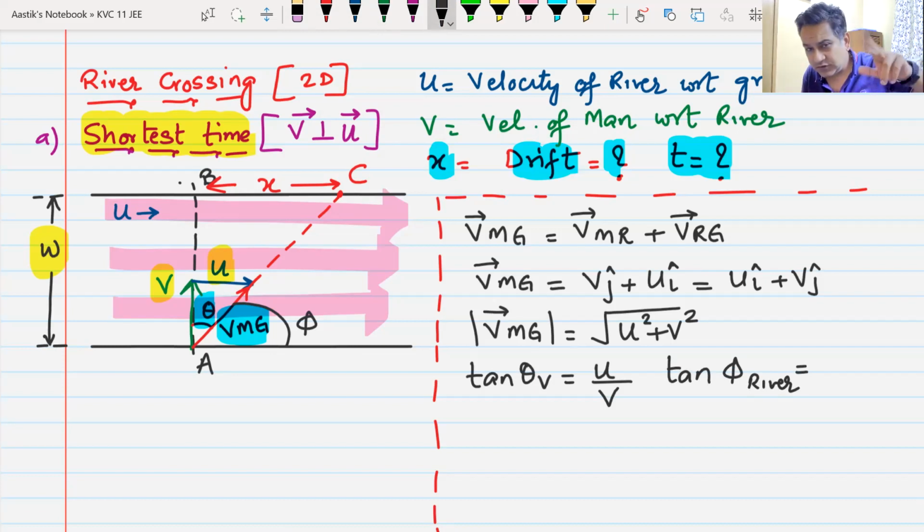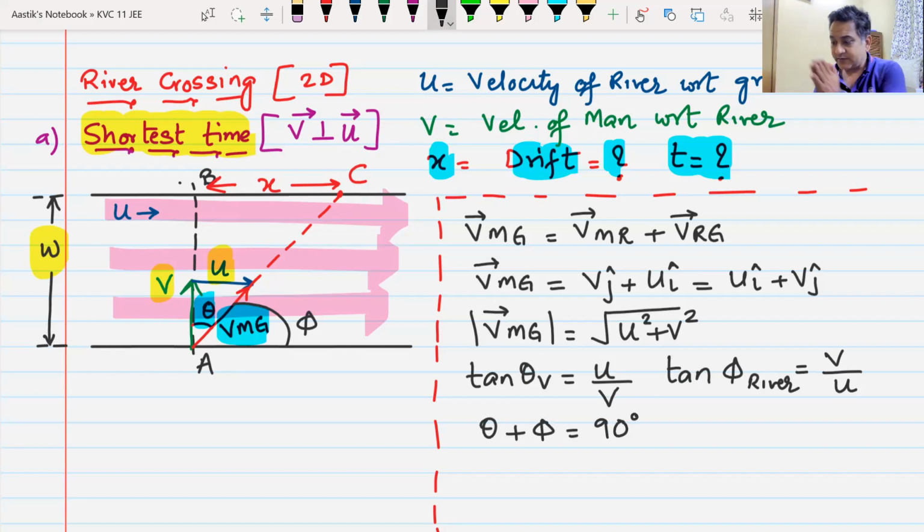As you can see, both theta and phi are complementary angles, yes or no? So when tan theta with vertical is u by v, tan phi with the horizontal will be v by u, yes or no? Do we understand this? The other thing that you can also remember is theta plus phi will be equal to 90 degrees. I hope everyone understands this. If you draw the diagram, everything is coming from the diagram, yes or no?